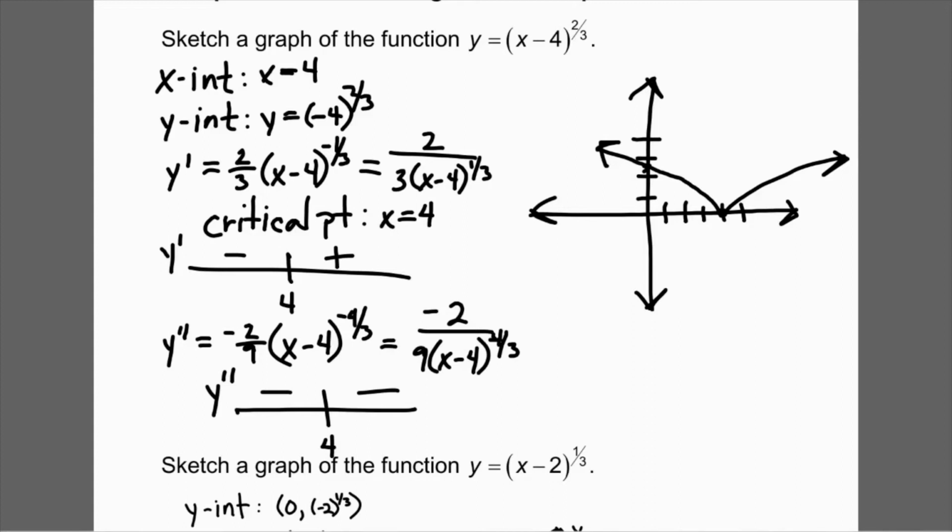And then from there, I can piece together all of that information on my graph. And you can see that I've got a cusp as expected. The graph's concave down, hits that point at (4, 0), and then is still concave down and increasing.